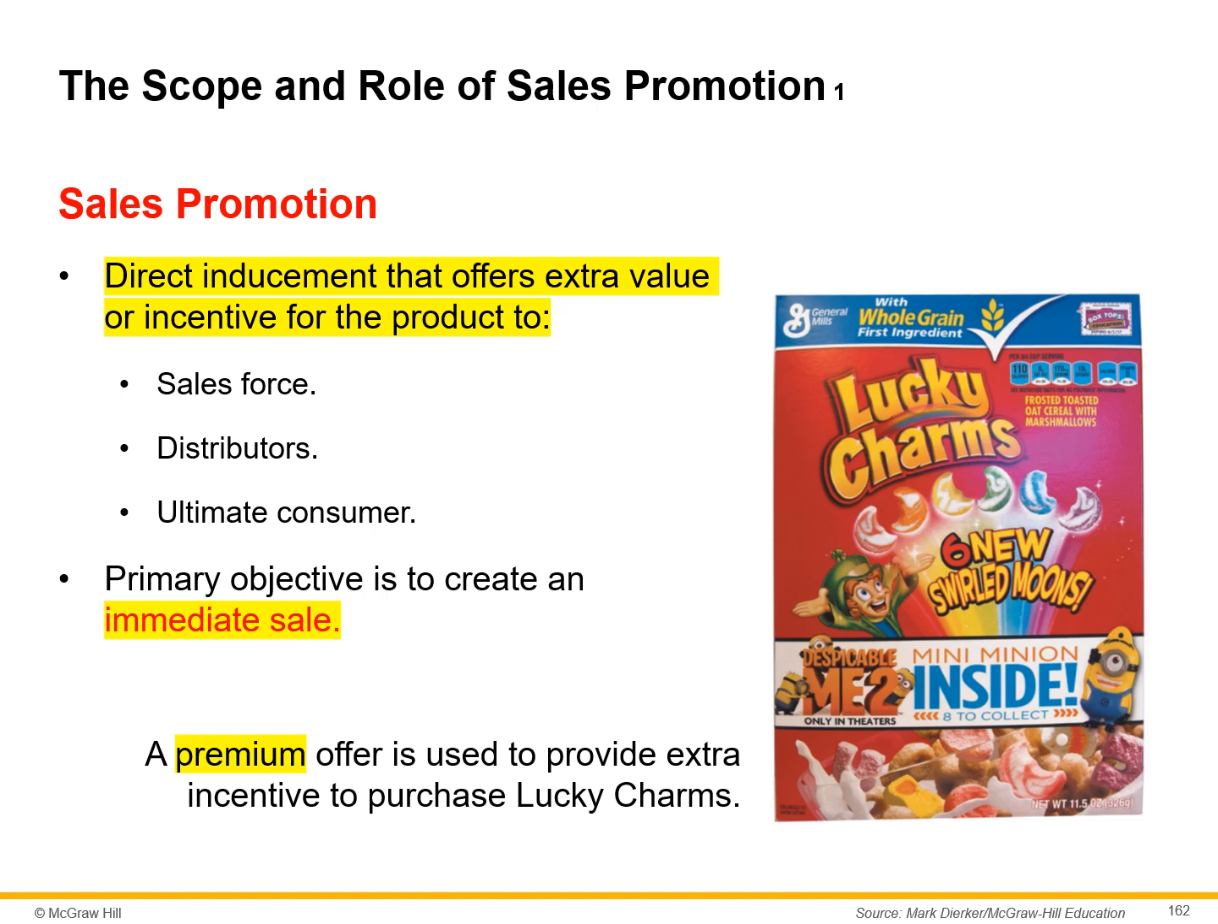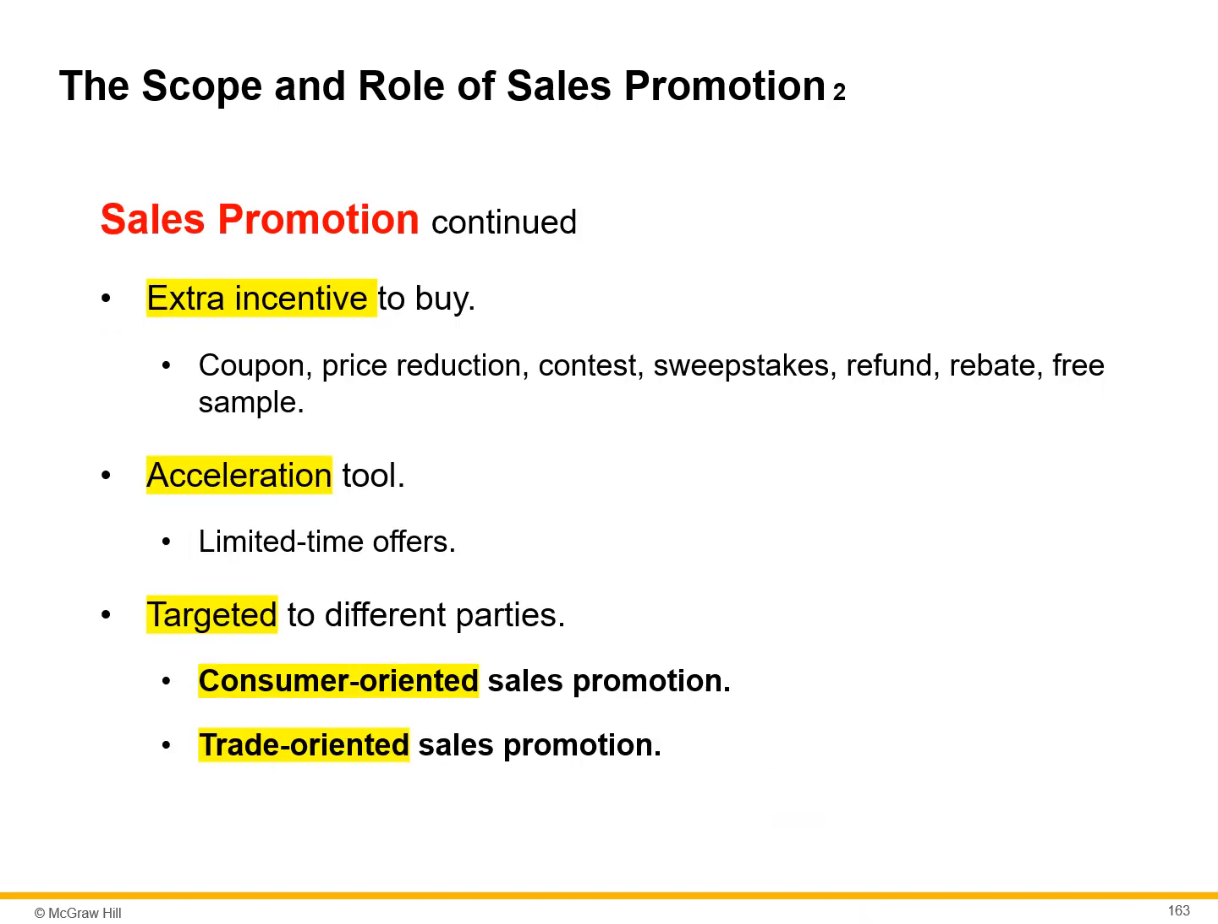That's sales promotion. Promotional tools include the premium, like General Mills offering Lucky Charms cereal with some little gadgets, little toys, something extra to incentivize customers to purchase. Some extra incentive to buy is an acceleration tool. By telling them this is a limited time offer, get it now or you won't get it.